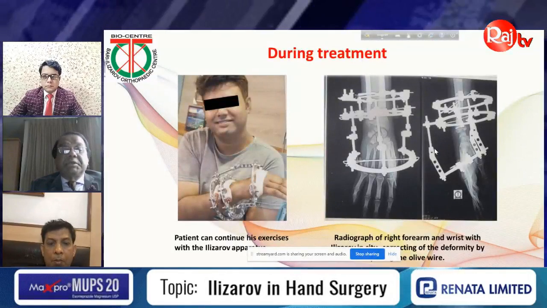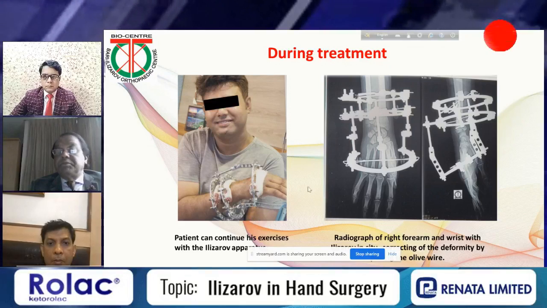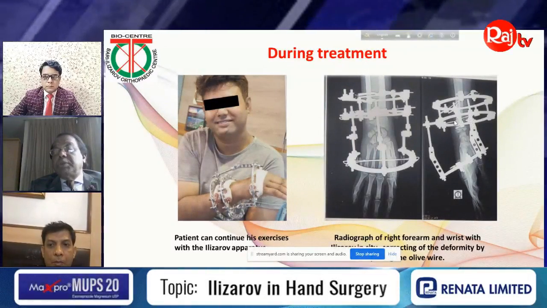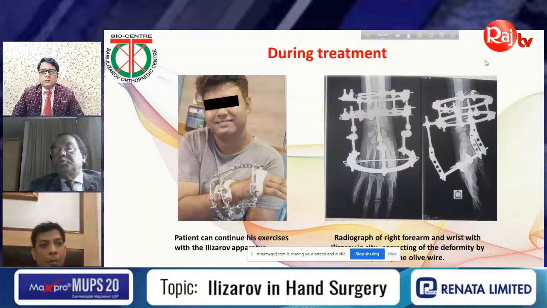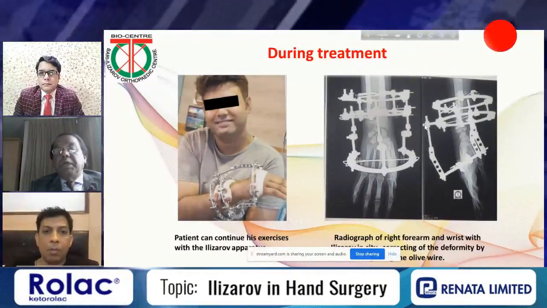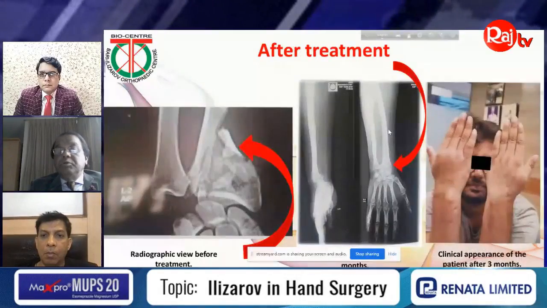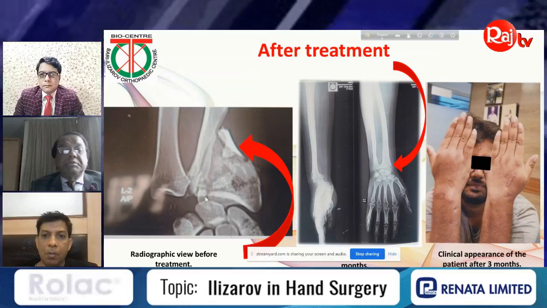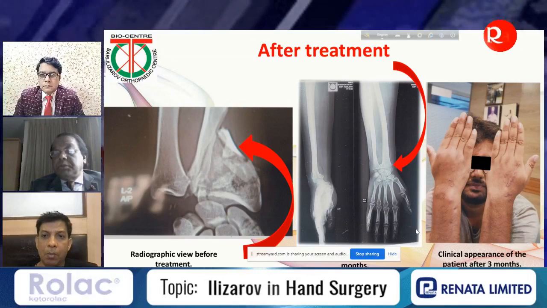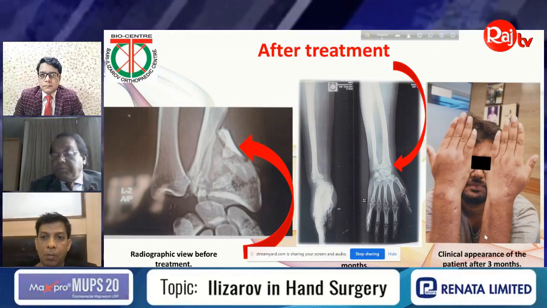Ilizarov fixator is always good for this kind of combination. And see how I have corrected this one with the bow and two rings here. Look at this lateral view and look at the AP view. Now, this situation from that situation, with the clinical appearance of the patient, you can see after 3 months follow-up.